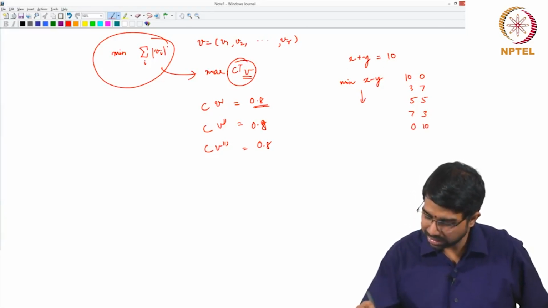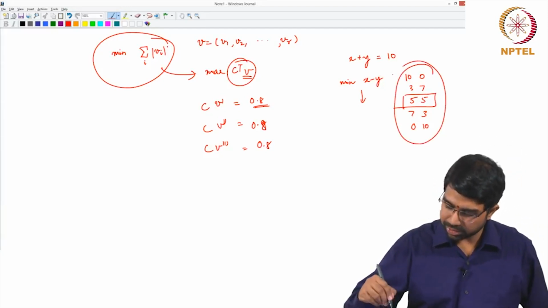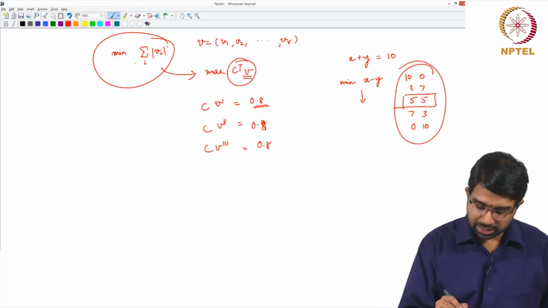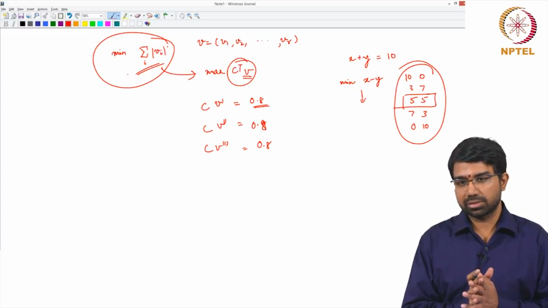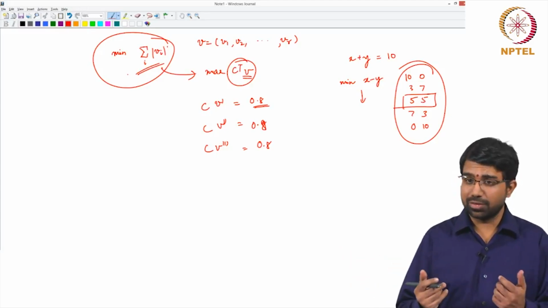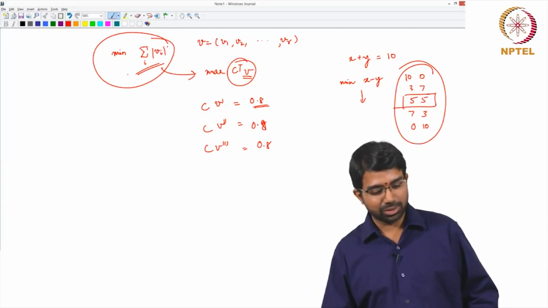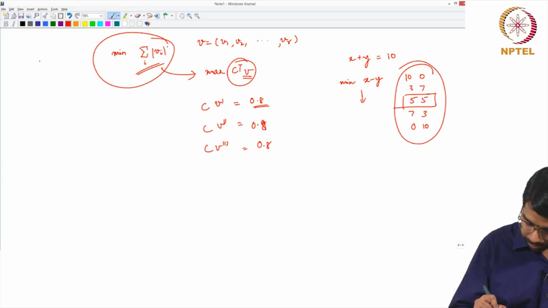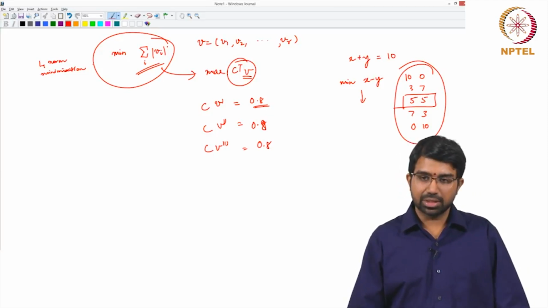Now if I want to minimize x minus y, it becomes this. So of all the flux distributions that you get, give me the one that has the least absolute sum of the fluxes or the least number of non-zero fluxes. We will come back to this at a later stage, it is a very interesting point. So this is in fact called L1 norm minimization. We will come back to this in much greater detail at a later point.